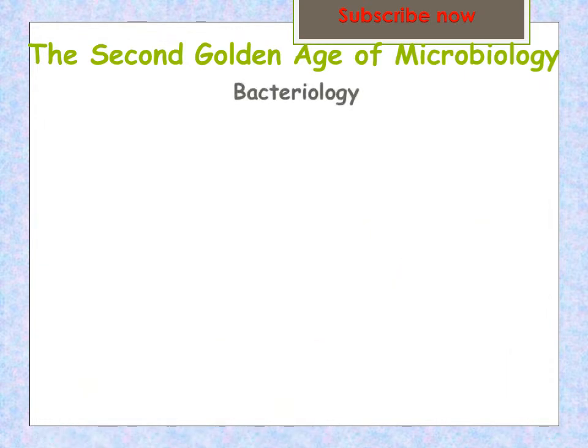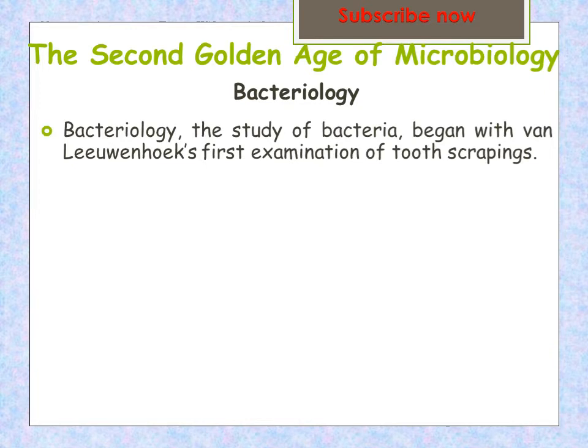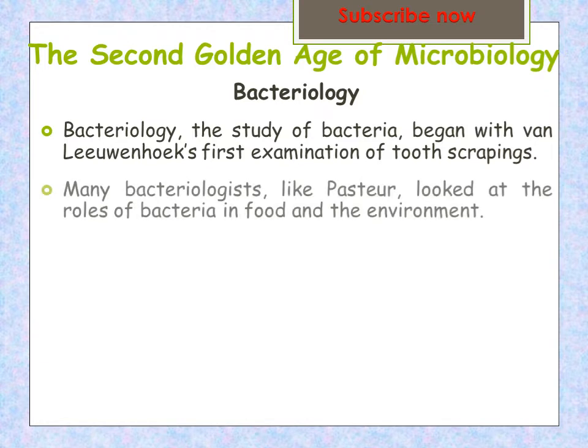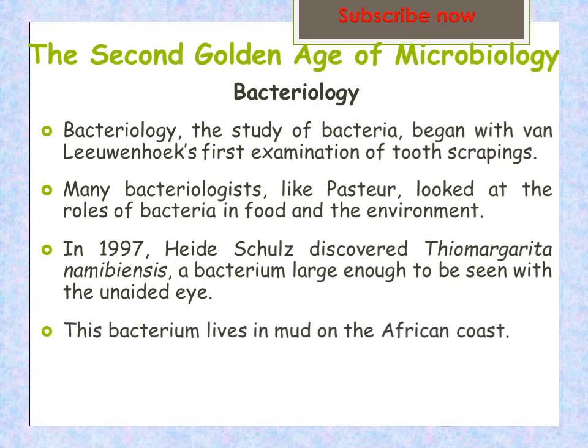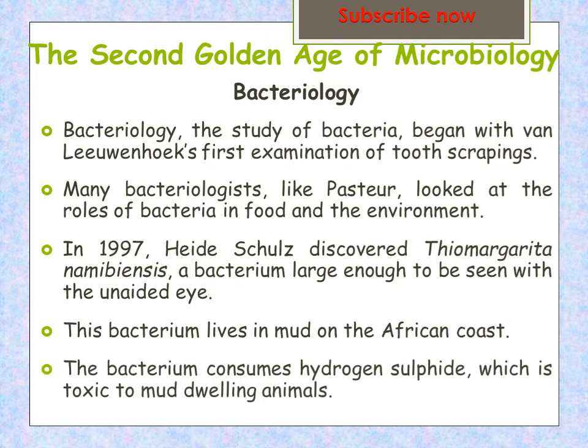Bacteriology. This is the study of bacteria. It began with Van Leeuwenhoek's first examination of tooth scrapings. Many bacteriologists, like Pasteur, looked at the role of bacteria in food and environment. In 1997, Heide Schulz discovered Thiomargarita namibiensis, a bacterium large enough to be seen with the unaided eye. This bacterium lives in mud on the African coast. The bacterium consumes hydrogen sulfide, which is toxic to mud-dwelling animals, and this makes it a unique bacterium because of its size and its habitat.